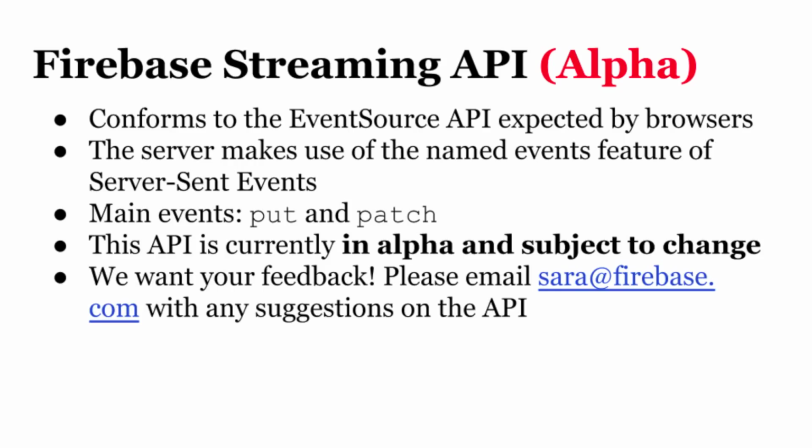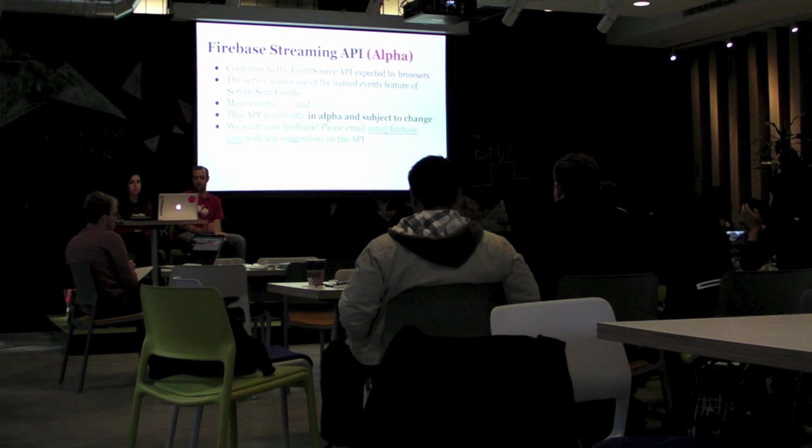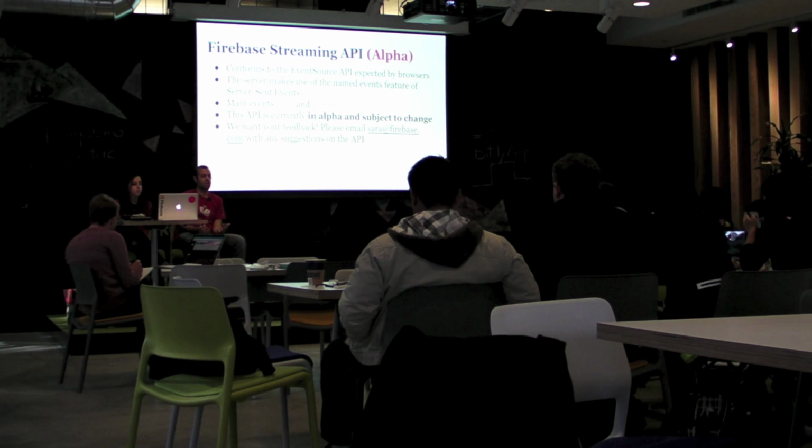So what we did is we mirrored our REST API for put and patch, which lets you update and overwrite data in Firebase. And we'll actually send those events down to the client so you can get notifications even if you're not on one of the supported platforms. This is currently something we're testing out, and we would love to get feedback from you guys if you build something with it, because this helps us make it better for use.